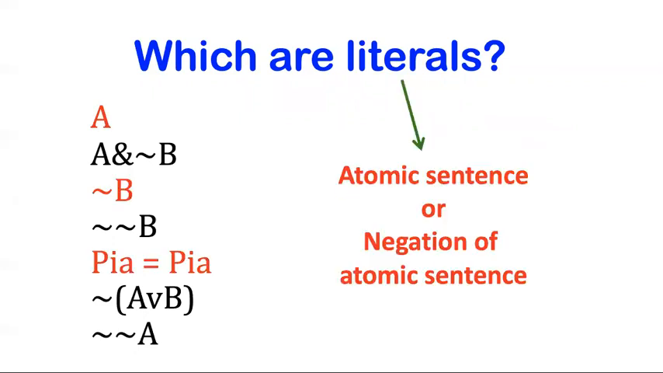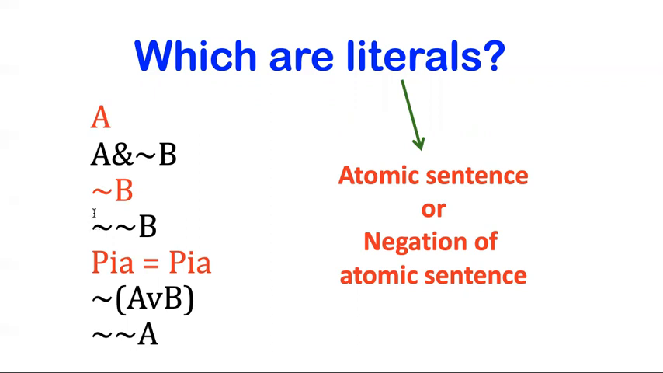What is a literal? There's two things that are literals. All atomic sentences are literals, and then the negation of atomic sentences are literals, and nothing else is a literal. So A, that's an atomic sentence, that's a literal. This is a conjunction, this is a complex sentence, so it's not a literal. Here's a literal, because this is just the negation of an atomic sentence.